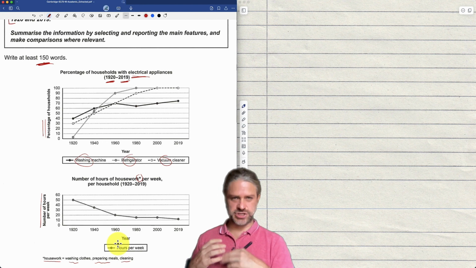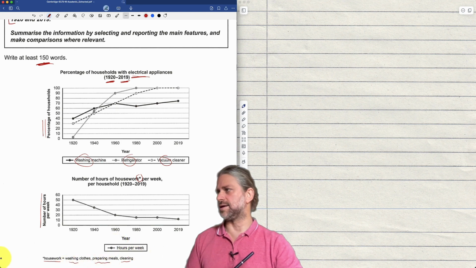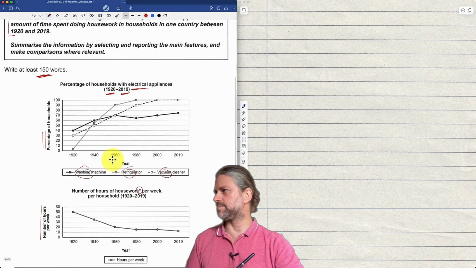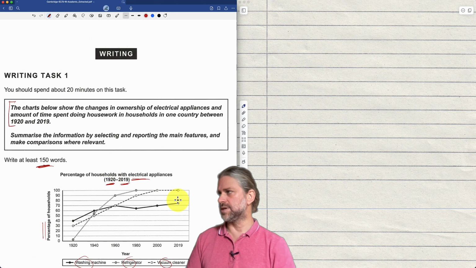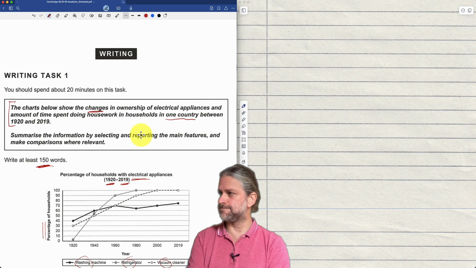Okay, so now we've got a general idea of what we're going to be looking at, and we're just going to double check exactly by looking up at the table at the top here. So, okay. So in this table here, it says the charts below show the changes in ownership of electrical appliances and the amount of time spent doing housework in households in one country, doesn't say where, between 1920 and 2019. So those 99 years.